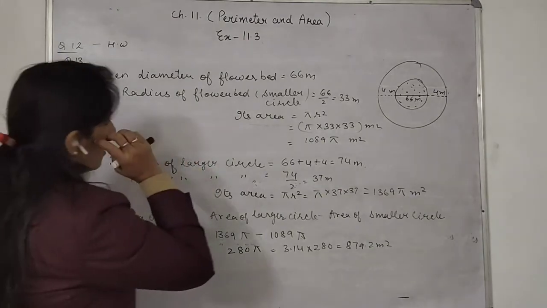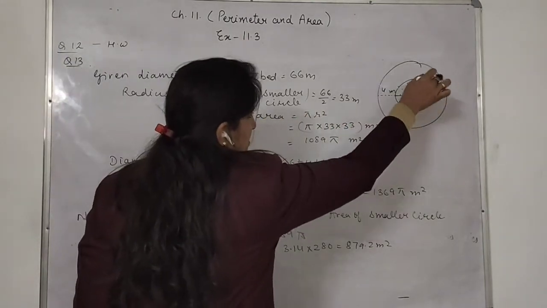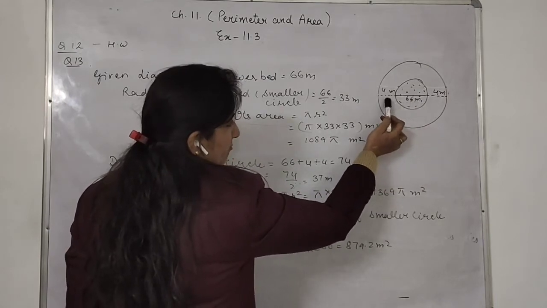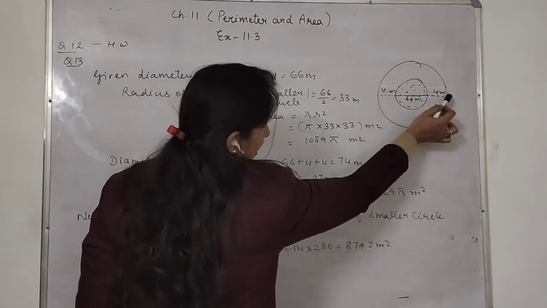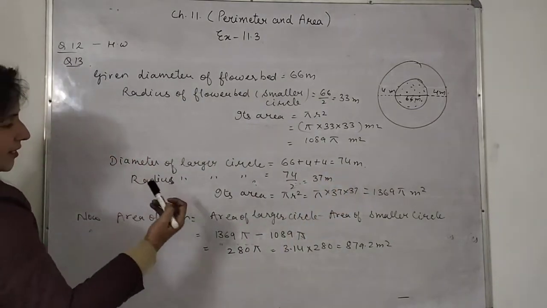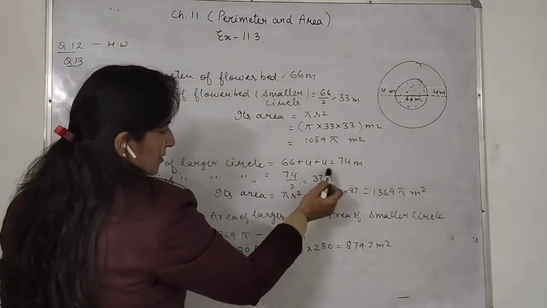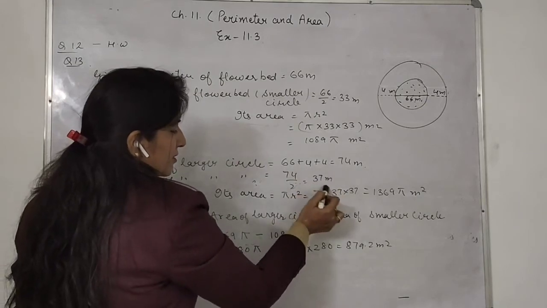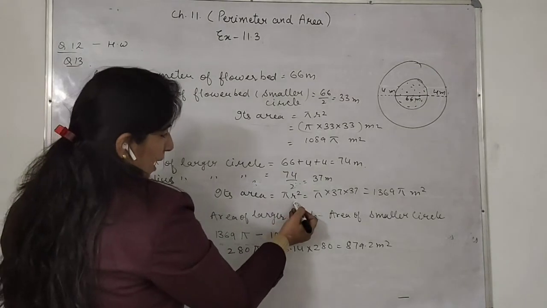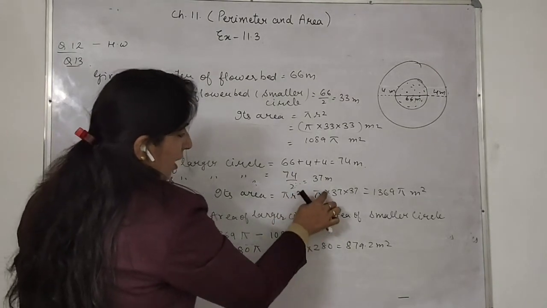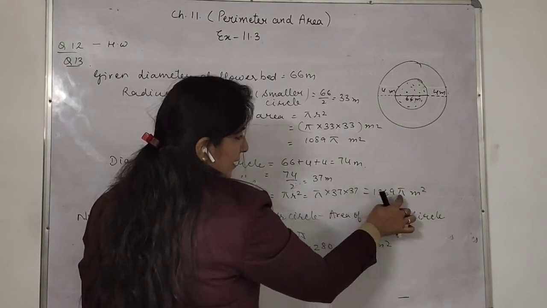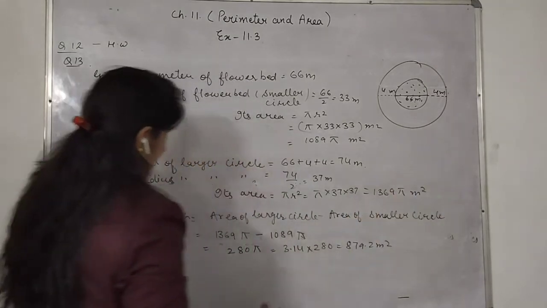Now diameter of the larger circle. So this is the larger circle. What will be the diameter? I told you 66 plus 4 and plus 4 to get the complete diameter. So that is 74 meter. Now radius, again for radius we need to divide the diameter by 2. So its radius will be 37 meter. Now area, we are applying the formula, but again here I am keeping the pi as pi only. So that is 1369 pi meter square.